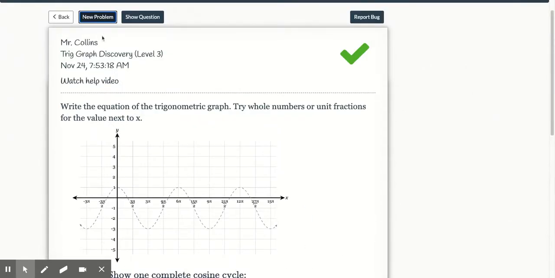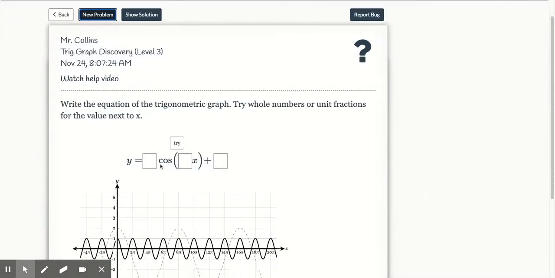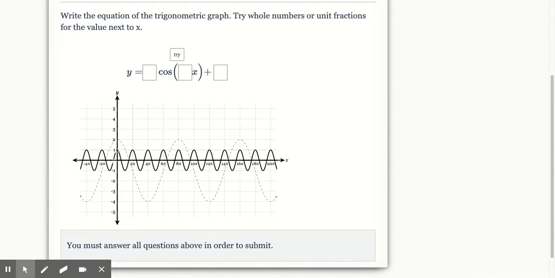I'll do one more of these quickly just to show you. This time they gave me a cosine again. By the way, they could give you a sine. Let's see, what's our midline here? It looks to me again to be -1. So I'll bring everything down 1. And then from -1, if you go up to 2, that's an amplitude of 3, or -1 down to -4. So that's a 3.